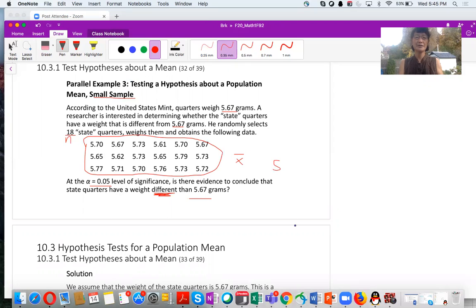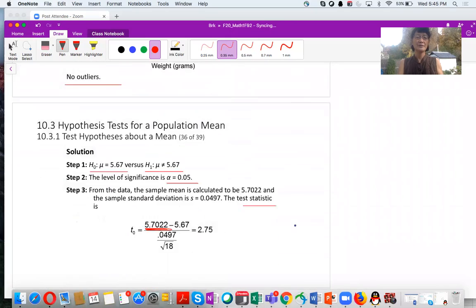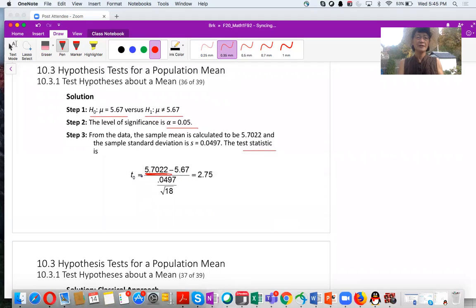Chapter 3 knowledge. All right, so you have this X bar, and this is the standard deviation. And this is the population mean here, 5.67. This is the sample size, and you get 2.75.